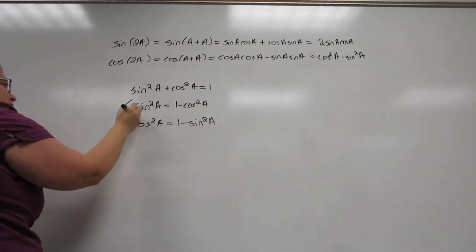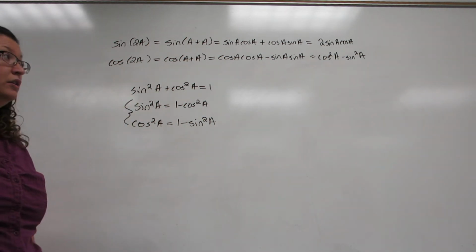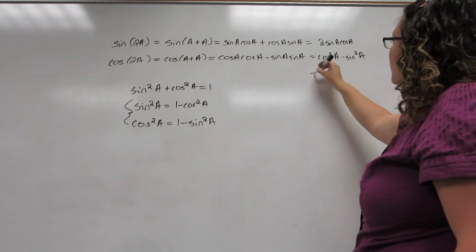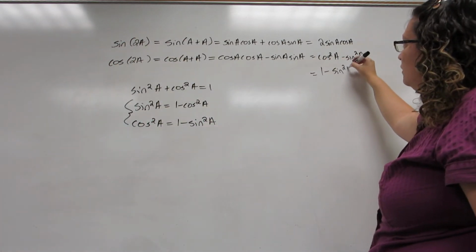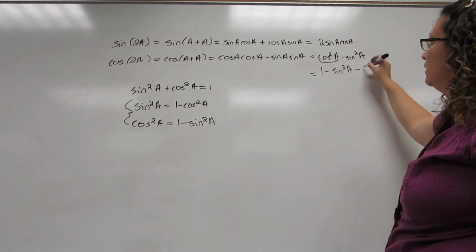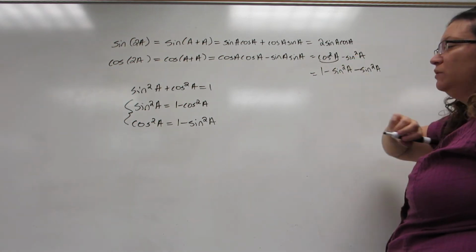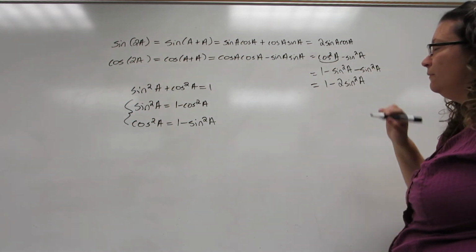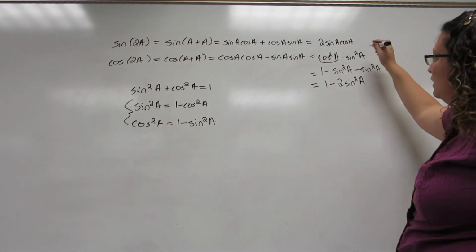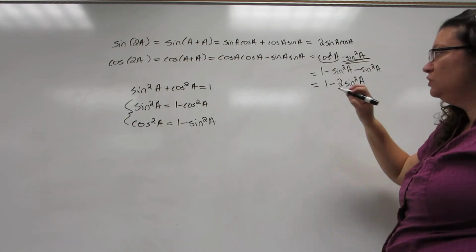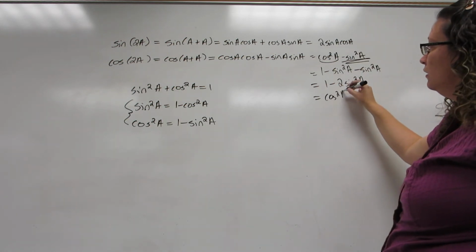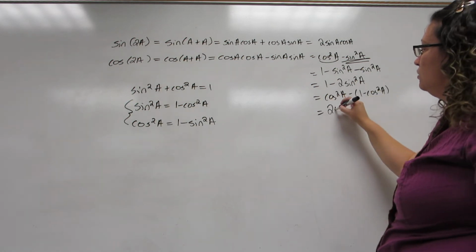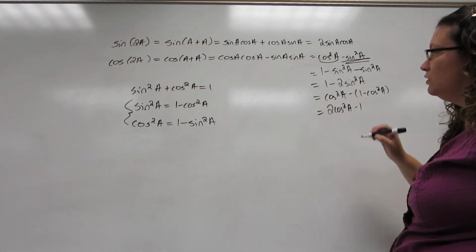Now, these two substitutions are going to be used a lot. So, if we substitute out the cosine squared, I get 1 minus sine squared for the cosine squared, and then minus the sine squared that was already there, or 1 minus 2 sine squared a. Going back to here, if you substitute out the sine squared instead, you get 2 cosine squared minus 1.